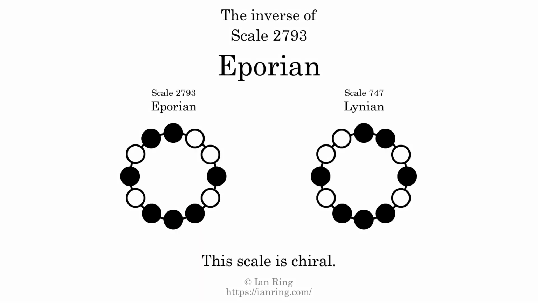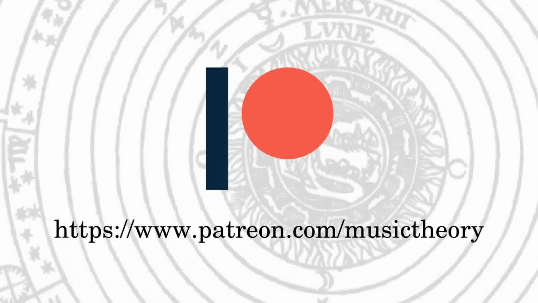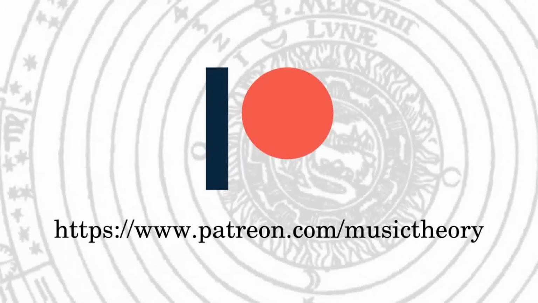The inverse of a scale is a mirror image. It is what you get when the sequence of intervals is reversed. The inverse of this scale is scale 747, also known as Linyan. This scale is chiral. It cannot transform into its inverse by rotational transformation. This scale has no rotational symmetry. For even more detail about this scale, visit ianring.com/music-theory/scales/2793.